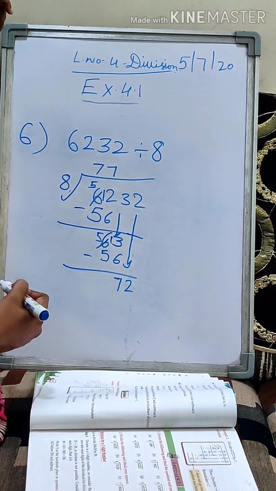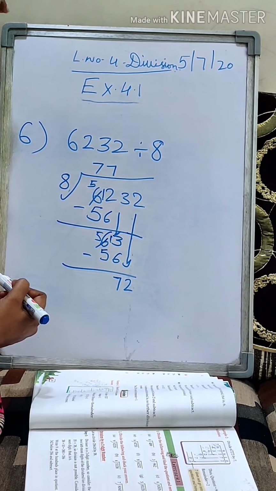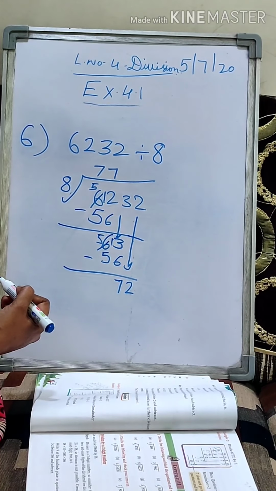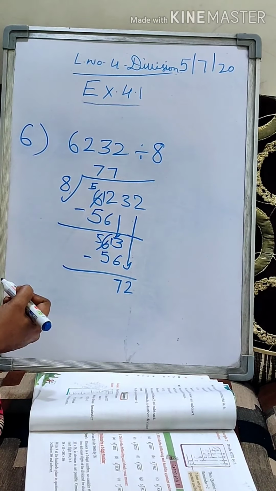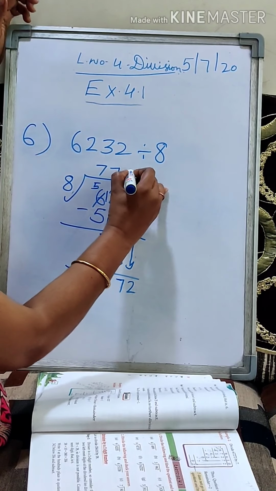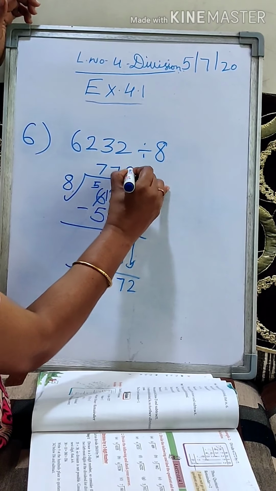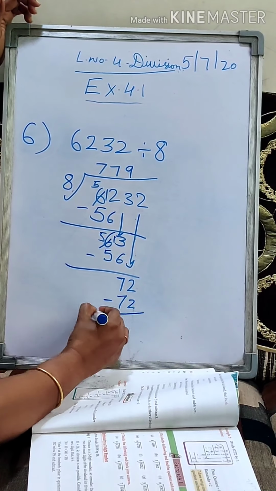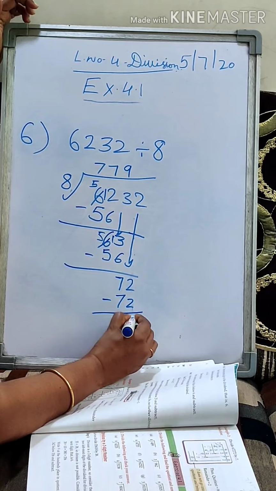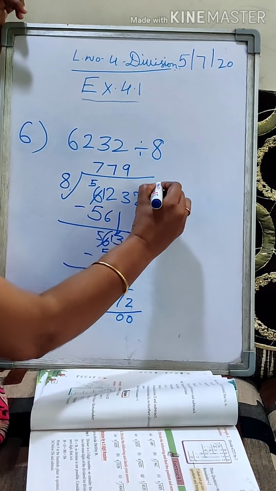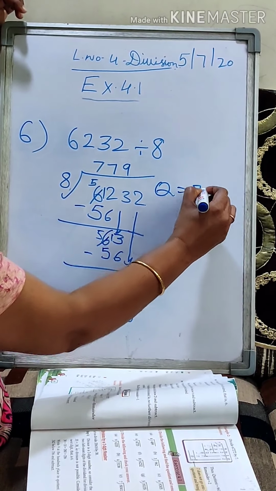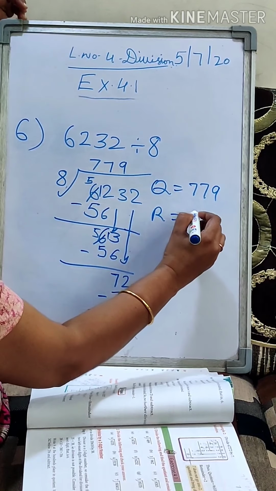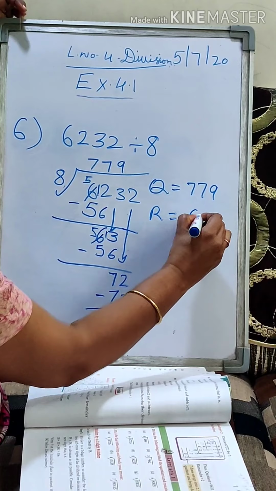Now it became 72. Again you see the numbers. How many 8s are there in 72? 8 9s are 72. Then subtract it, get 0. Our quotient is 779 and remainder is 0.